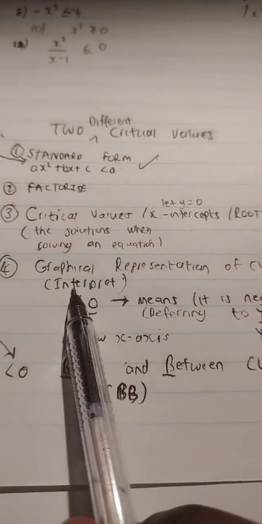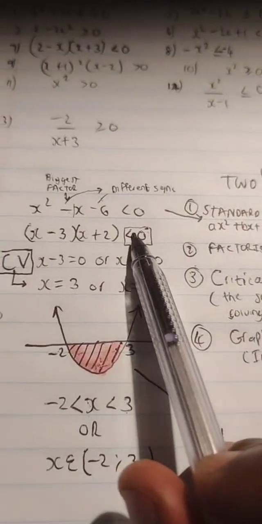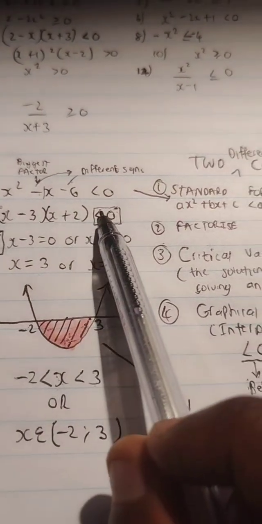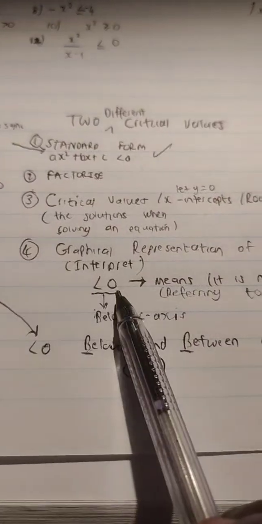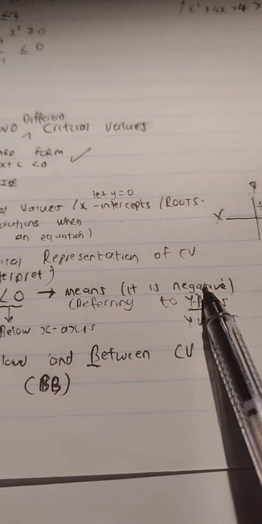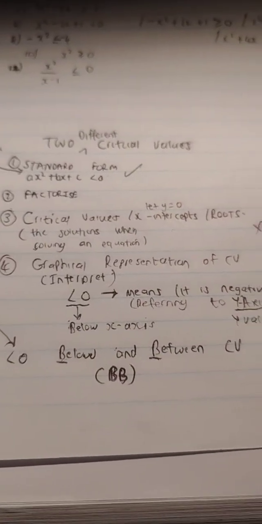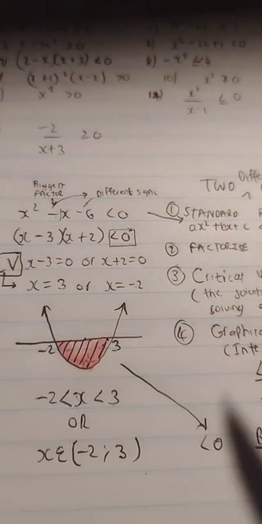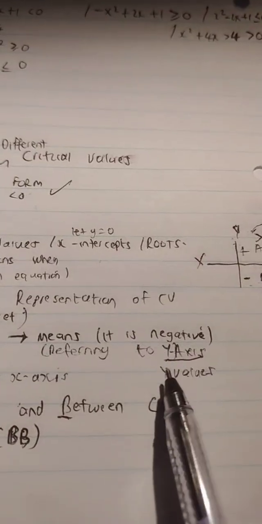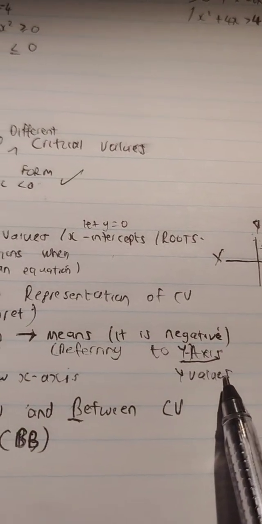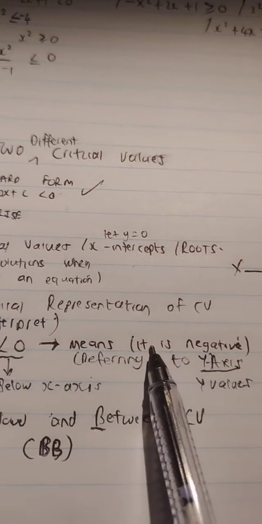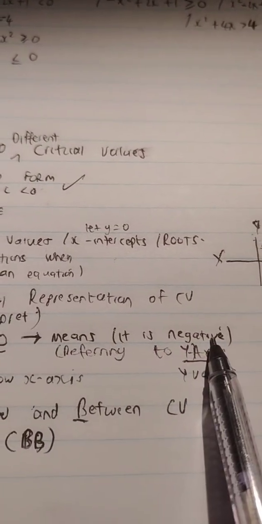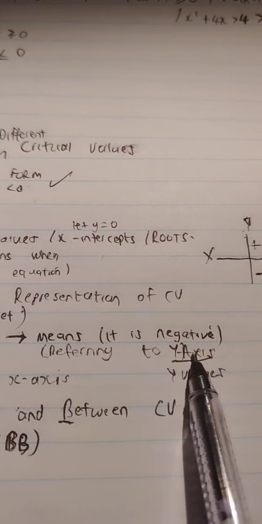Then we interpret what less than 0 means here at the factor stage. What does less than 0 mean? Less than 0 means something is negative. What is negative? We know that this part represents the output. What is the output? The output represents y values. So we are saying we want to see where our y values are less than 0. In other words, where are the y values negative? We are specifically referring to the y-axis.